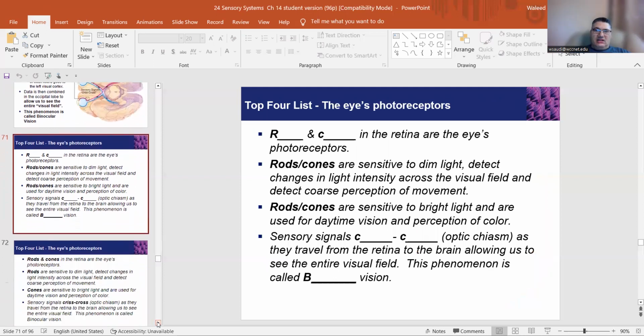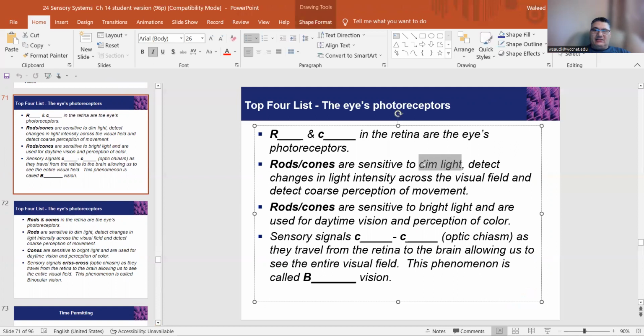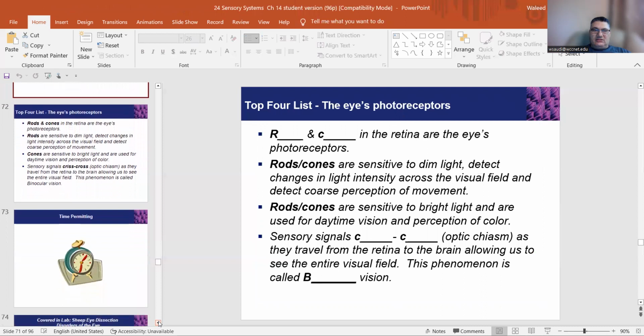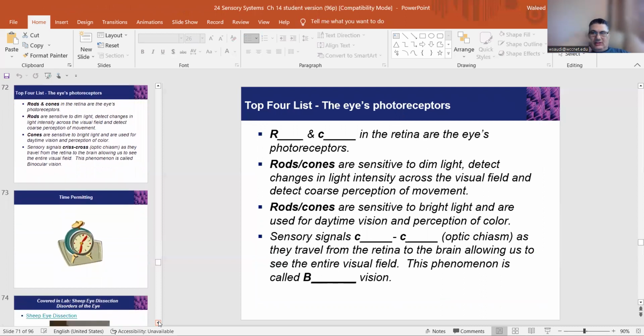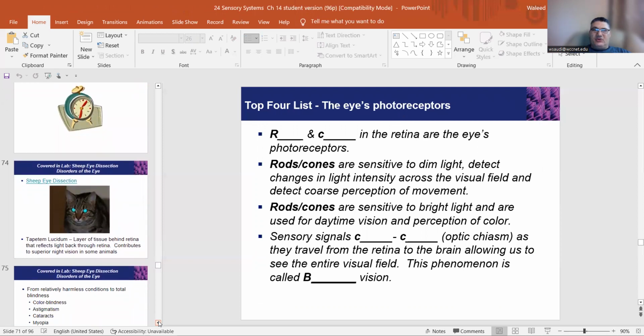So here it is, rods and cones are in the retina. These are the photoreceptors. Which one is responsible for dim light, which is black and white? These are the rods. Which one for bright light and color, daytime? These are the cones. And cis retinal and all that stuff, that's okay. I mean, it's more details, but I told you what you have to know. Okay, so that's it for this part.